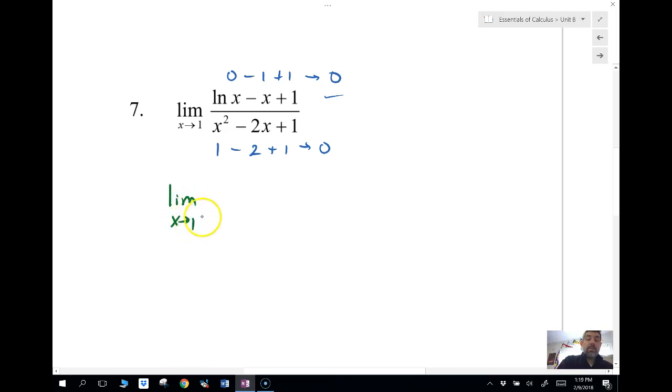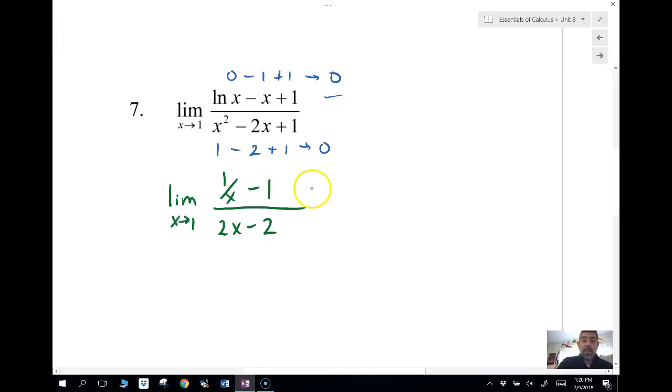Limit as x approaches 1. Derivative of ln x is 1 over x. Derivative of x is 1. Derivative of 1 is 0. Derivative of x squared is 2x. Derivative of minus 2x is minus 2. Derivative of 1 is 0. Okay. That's what we have. Go and plug in 1.